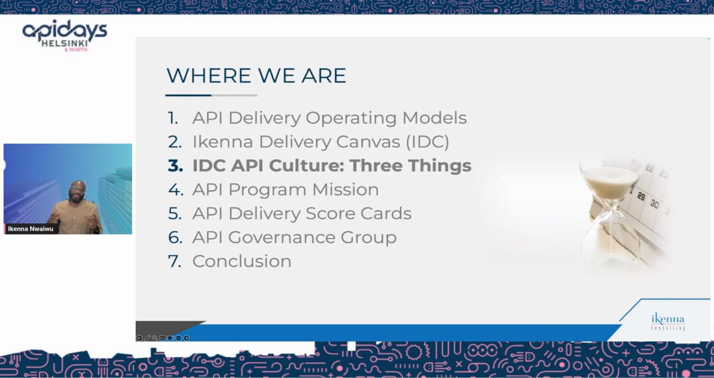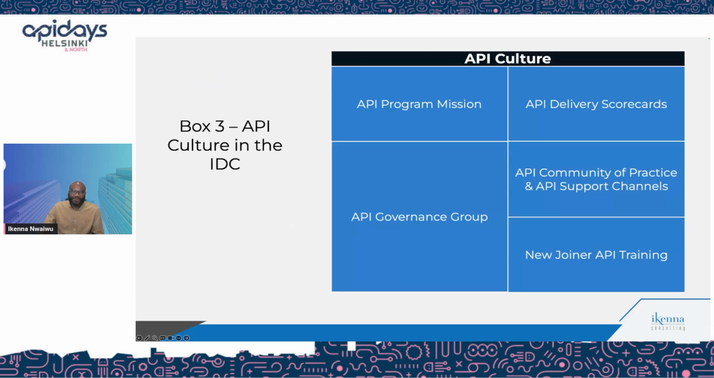So quickly, let's go into the third part of this talk. Having talked about what an API delivery operating model is, and having talked about the IDC as a way to visualize API delivery operating models, let me now talk about one part of the IDC, which is the API culture box. I will focus on three things in that API culture box.